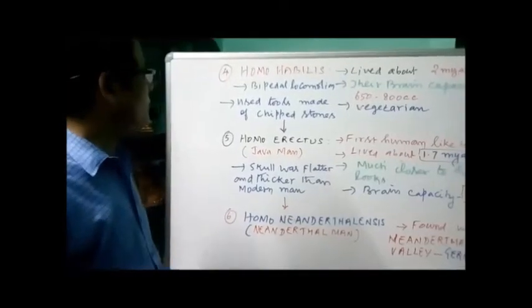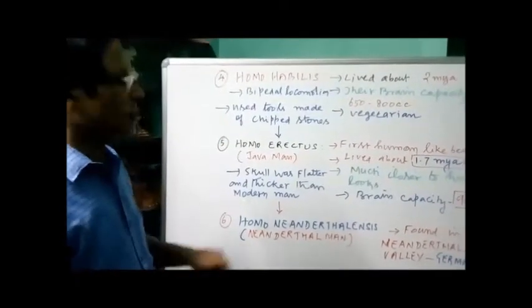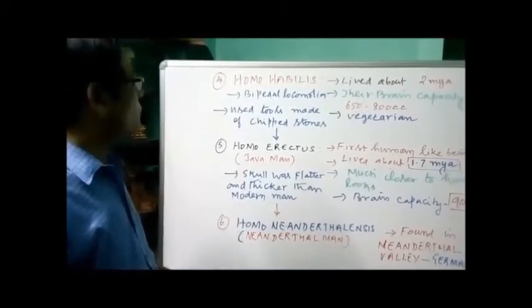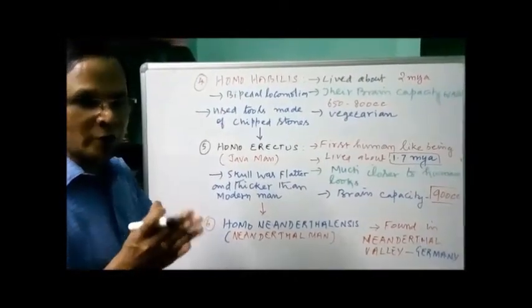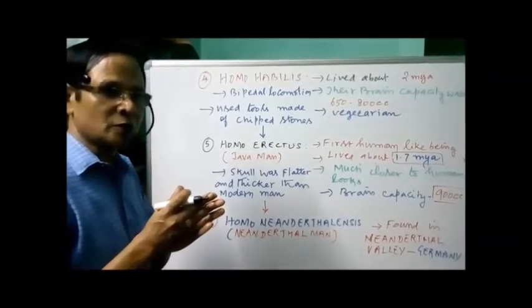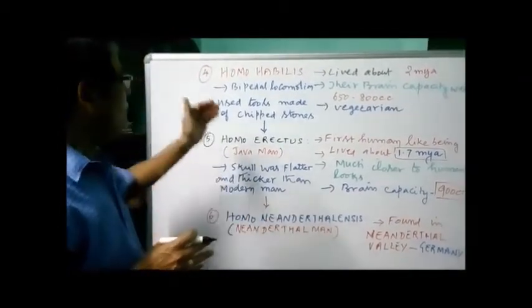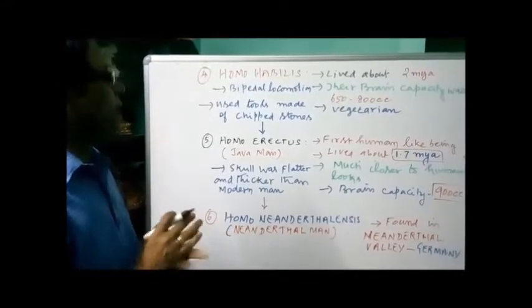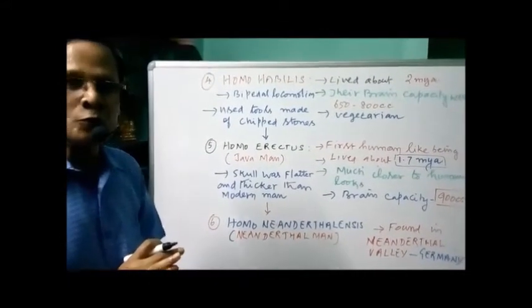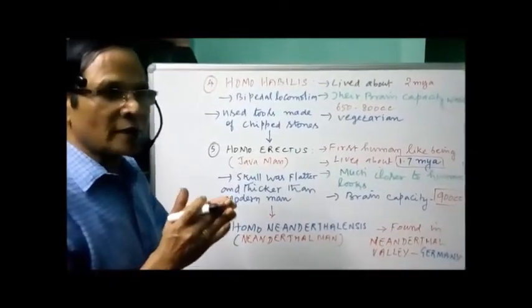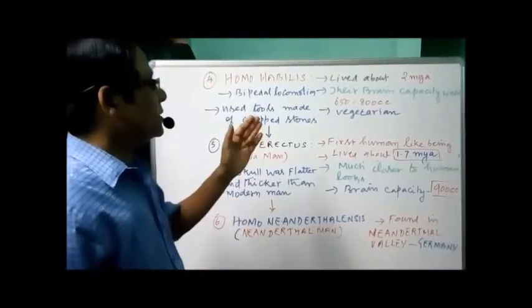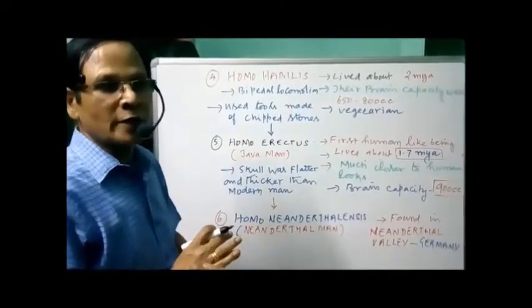Let us continue further about human evolution. The next stage in human evolution was Homo habilis. He was the first human-like being, even though Australopithecus looked like a human being. He lived about 2 million years ago, and they had bipedal locomotion just like Australopithecus. Their brain capacity was 650 to 800 cc.